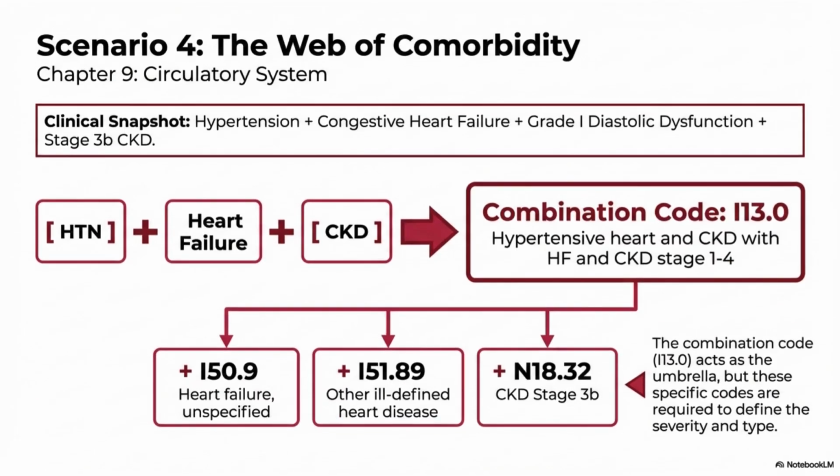Now we move into Chapter 9, where things get more interconnected. The patient has hypertension, congestive heart failure, grade 1 diastolic dysfunction, stage 3B chronic kidney disease. This is where combination codes shine. We start with I13.0, hypertensive heart and chronic kidney disease with heart failure in CKD stage 1 to 4. But that's not enough. Combination codes give us the framework, but we still need to define the specifics.